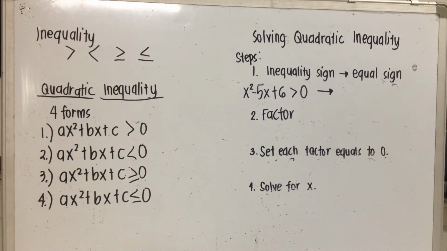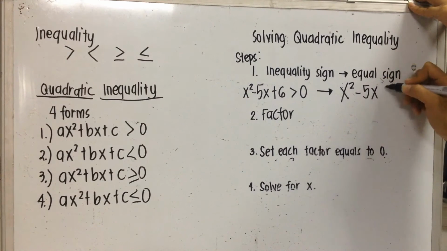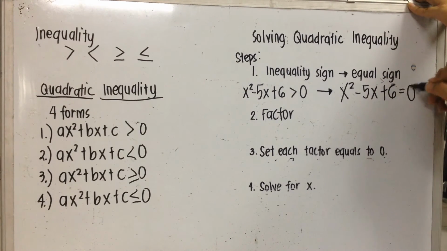So, how are we going to solve the quadratic inequality? First step, we are going to change the inequality sign into an equal sign. So, ibig sabihin dyan sa example natin na x squared minus 5x plus 6 is greater than 0. Ang inequality sign dyan is yung greater than. So, what are we going to do? We are going to change the greater than symbol into an equal sign. So, ito ay magiging x squared minus 5x plus 6 is equal to 0.